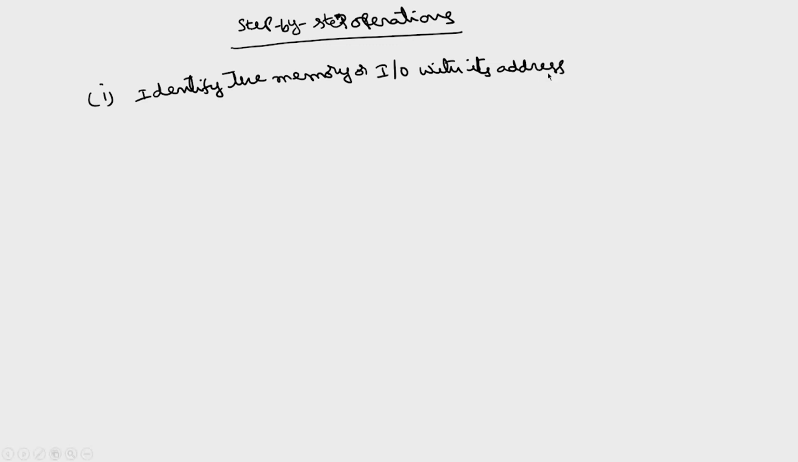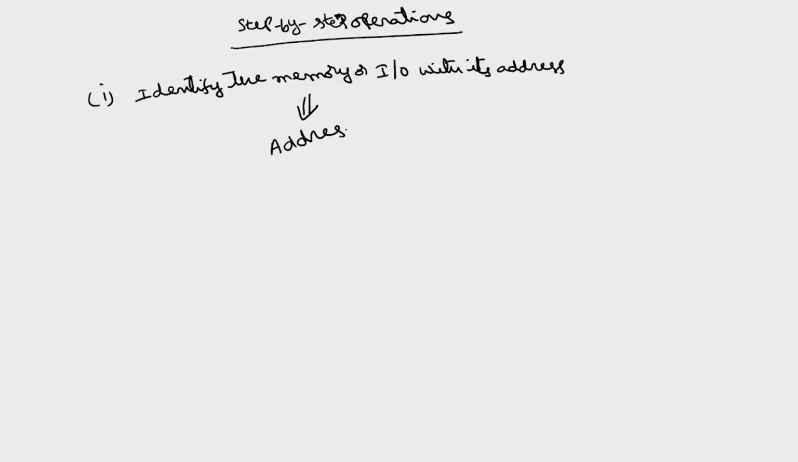This is something like, if you want to deliver an item to a house in a street, initially you have to find out the house number. So, this is all similar to that one. It has to identify the memory or I/O with its address. In order to achieve this operation, the microprocessor needs an address bus. Through the address bus, this operation will be performed. We know that in case of 8086, the address bus is a 20-bit address bus. So, the very first step is that the microprocessor has to identify the memory or I/O with its address.